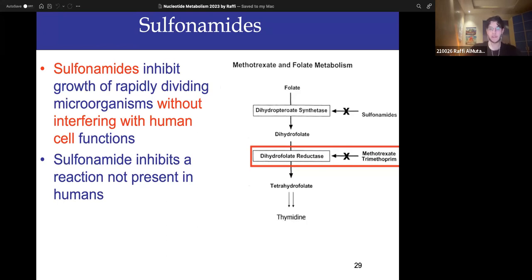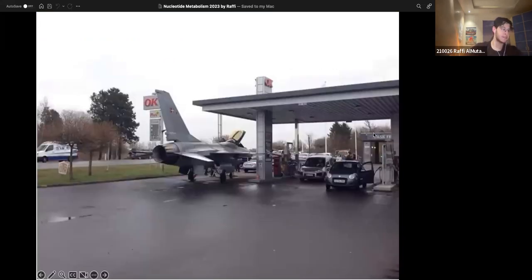And this is better for us in the sense that if we give a patient sulfonamides, for example, they wouldn't have the side effects of trimethoprim, because trimethoprim will affect both human and bacterial cells, whereas sulfonamides will only affect bacterial cells. And again, knowing these drugs is very important.